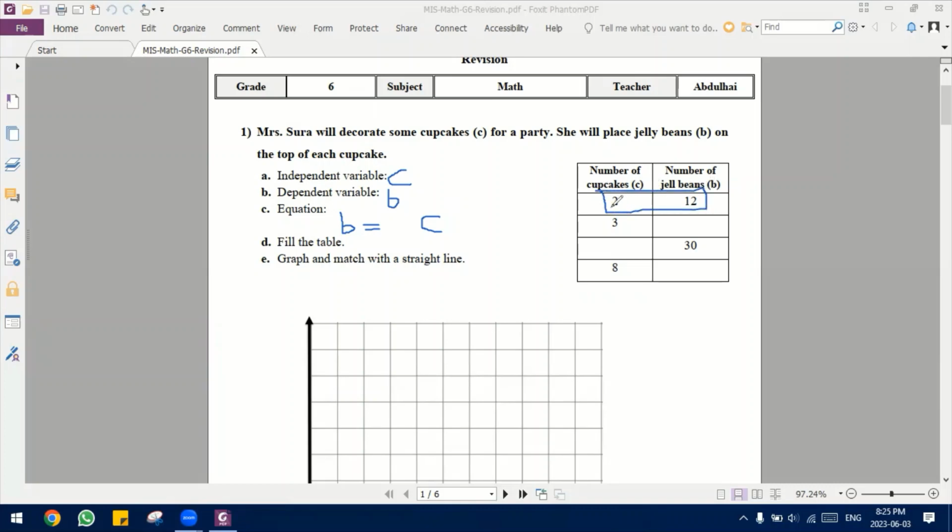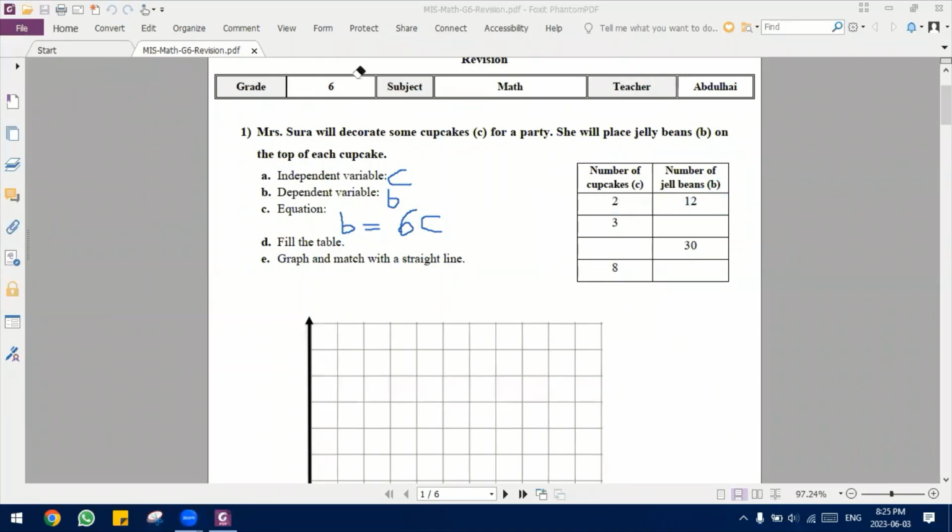So here, when C is equal to 2, B is 12. I need the value of B when C is equal to 1. So in order to make this value 1, I need to divide by 2. So 2 divided by 2 will be 1, and 12 divided by 2 will be 6. So for one cupcake, I need 6 jelly beans. So the number here is 6. Now the equation for this problem is B equal to 6C, which is 6 multiplied by C.